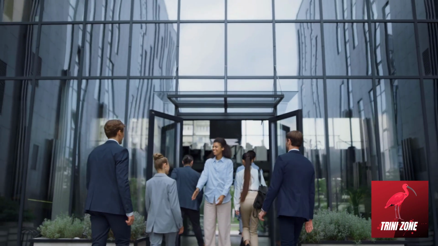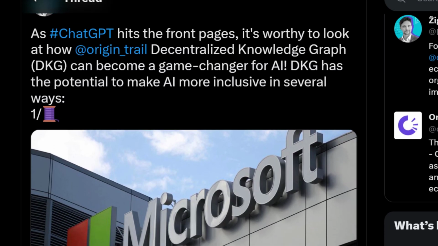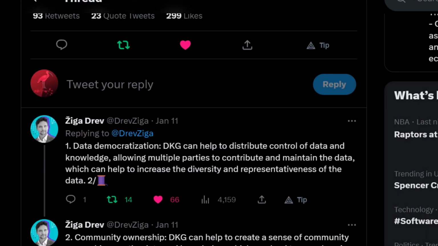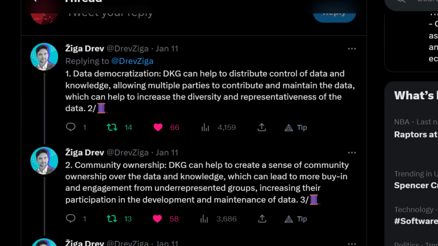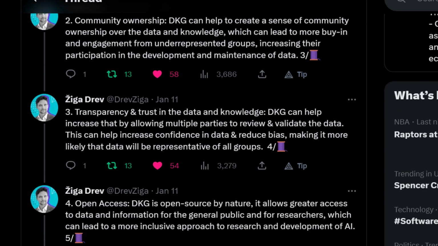Today, we're going to be continuing the discussion around knowledge graphs and AI technologies. Now, we all saw this tweet by Ziga that suggests that OriginTrail has a massive role to play in the future of AI-based technologies. Let's dive a bit further into how this is true.